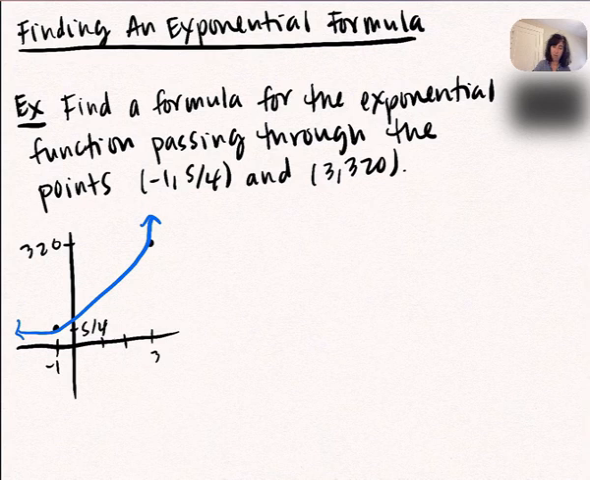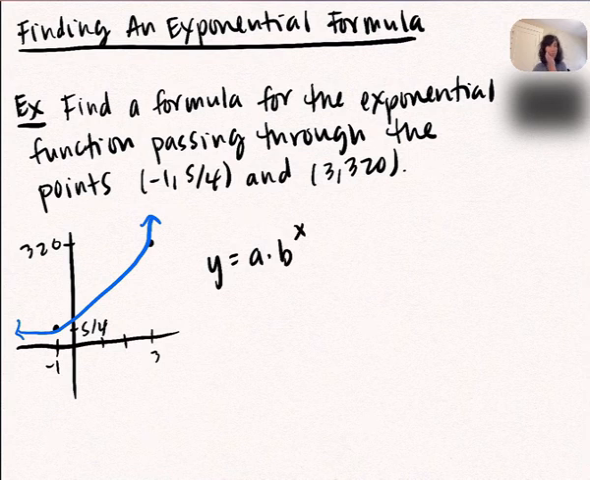Now we know exponential functions have general form y equals a times b to the x. And this is going to be very useful for us. Why? Because we can take our 2 points and plug them into this formula. And then we can figure out what a has to be and what b has to be in order for this exponential function to pass through this point and this point.